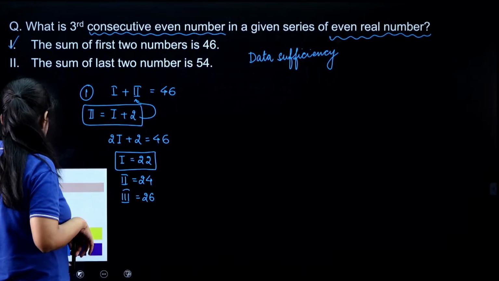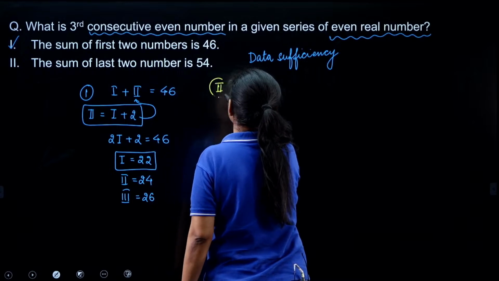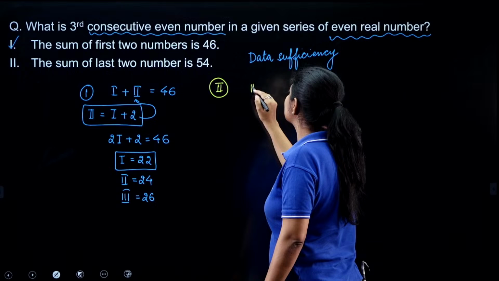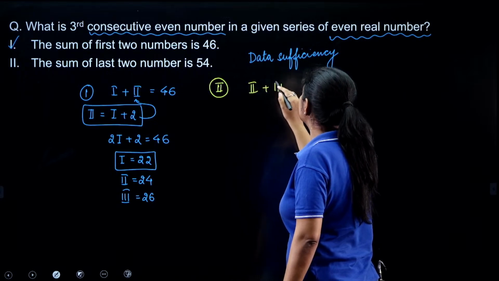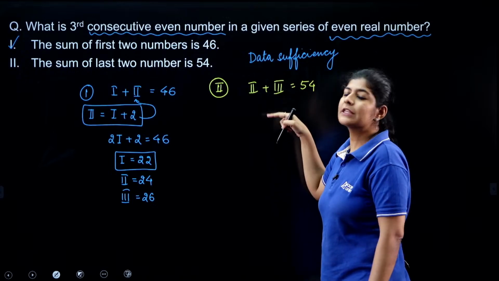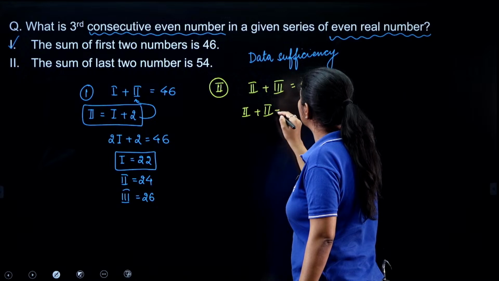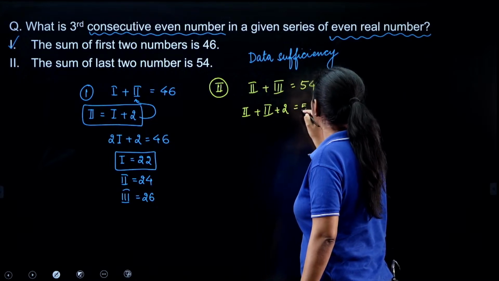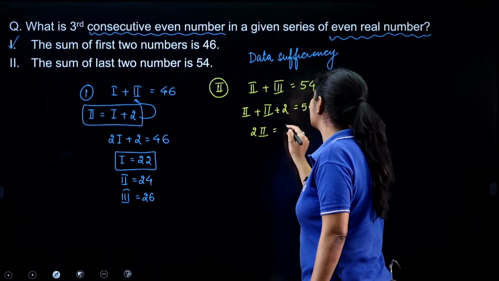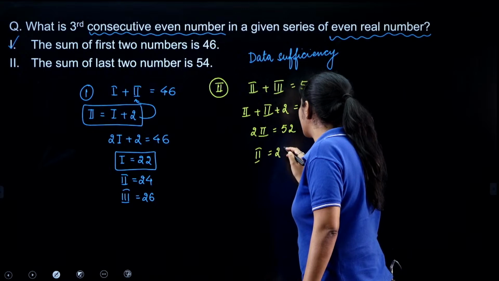Now I need to check the second one. The second statement says that the sum of the last two numbers, that means the second number plus the third number, is equal to 54. Now again I can replace my third number by second number plus 2, that is nothing but 54. So I can say that twice the second number is equal to 52. So the second number that I got is 26.